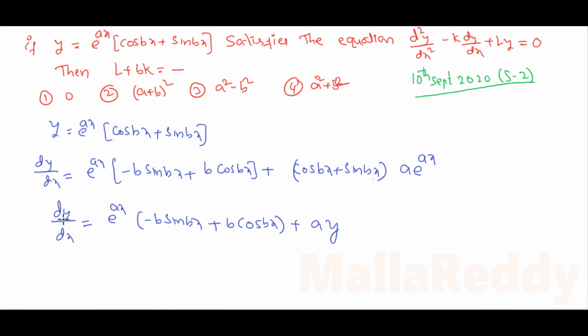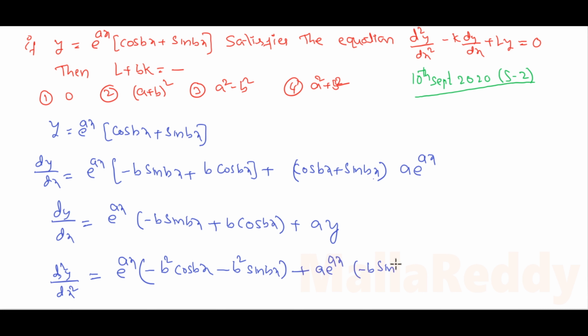Again differentiation on both sides. Derivative of dy by dx, that is d square y by dx square, that is e power ax into minus b sin bx derivative, that is minus b square cos bx, plus b into cos bx derivative, that is minus b square sin bx, plus e to the power of ax differentiation, a e to the power of ax into minus b sin bx plus b cos bx, plus ay derivative, that is a into y dash.